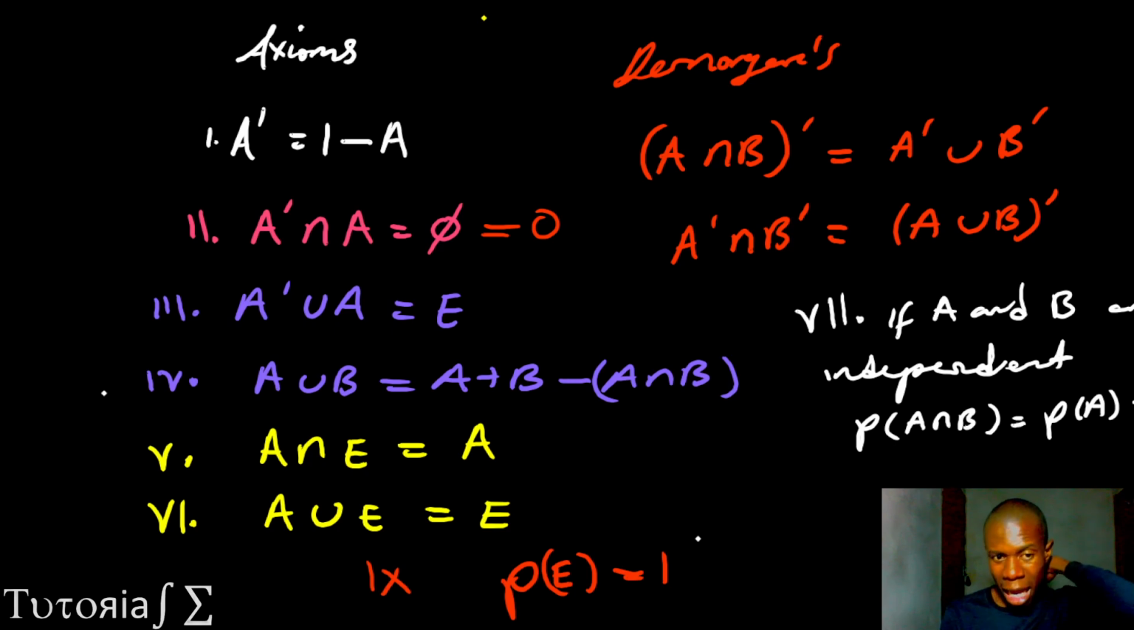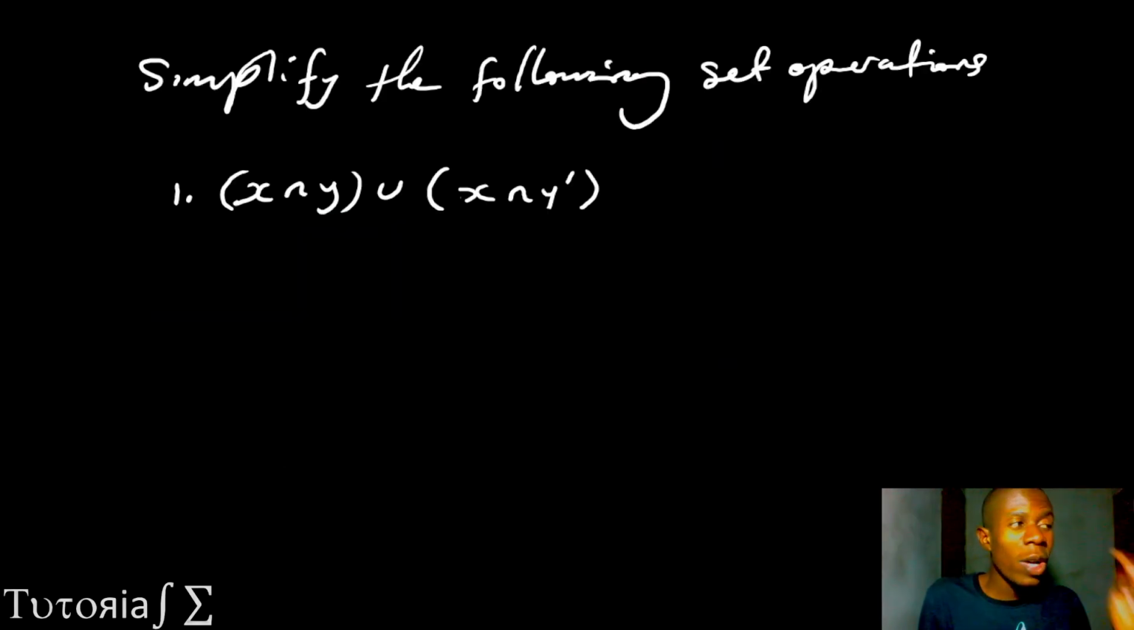So you can write all these axioms down. Then let's see how we can use them to simplify set operations. All right, so let me just give a demonstration here. You are asked to simplify the following operations. There will be more questions for you. So you have these operations, and now I'll highlight some rules or axioms that I did not put there that you should know.